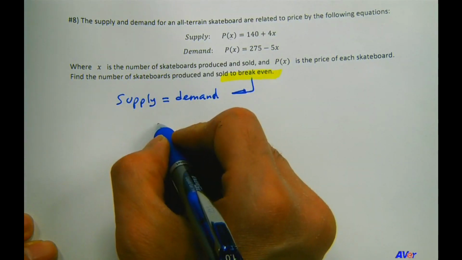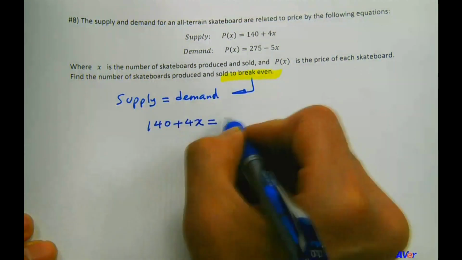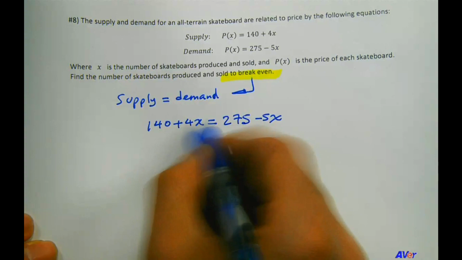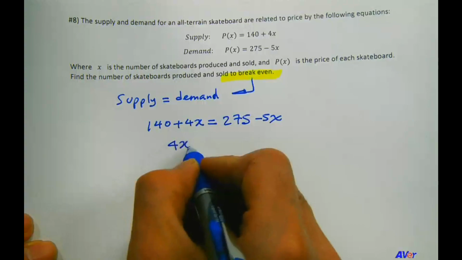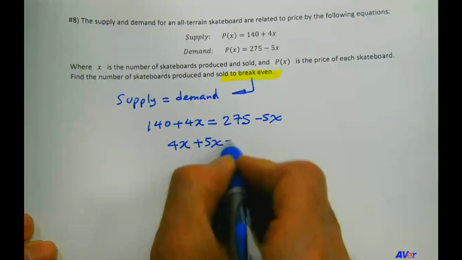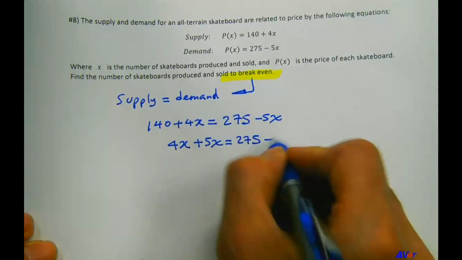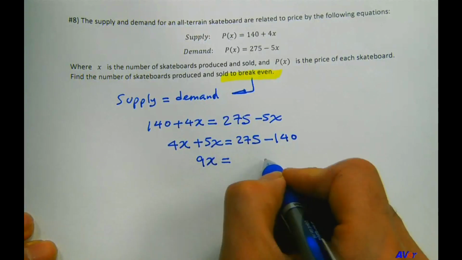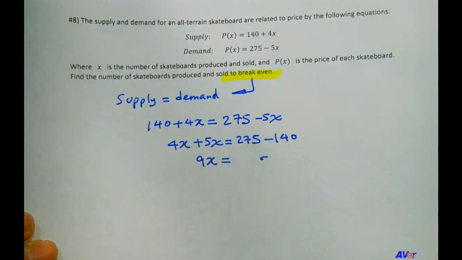Okay, so we can say 140 plus 4x equals 275 minus 5x, right? So we're solving for x. Let's isolate all the x terms and move the constants to the other side. So we have 4x plus 5x on the left, equals 275, and 140 moved to the right becomes minus 140. So we have 9x equals, subtracting those, what do we get?